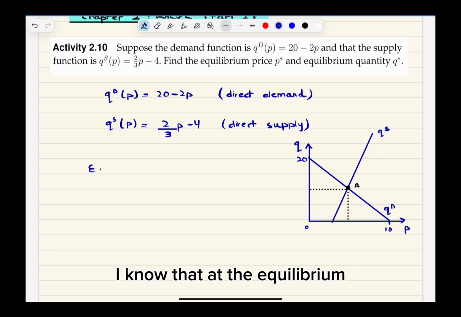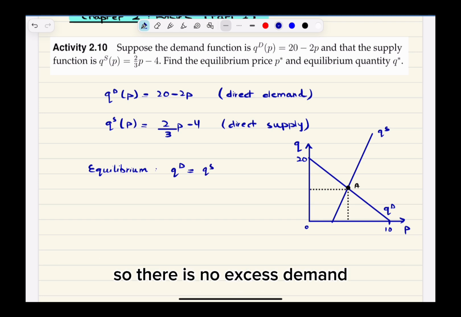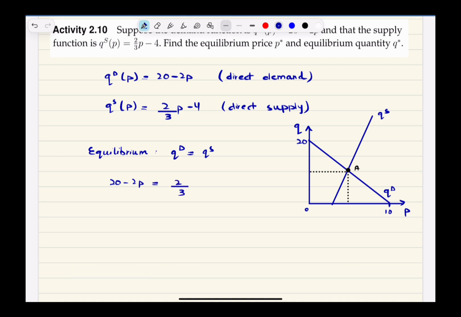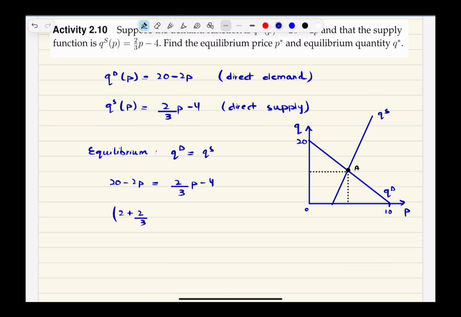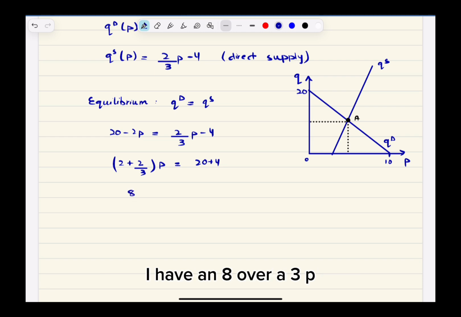I know that at the equilibrium, quantity demanded is the same as quantity supplied. So there's no excess demand, there's no excess supply. Let's solve this. I'm going to equate these, and I'm going to be left with 2 plus 2 over 3 p, and 20 plus 4, and 3 times 6, 7, 8 over 3 p, and then we have 24.